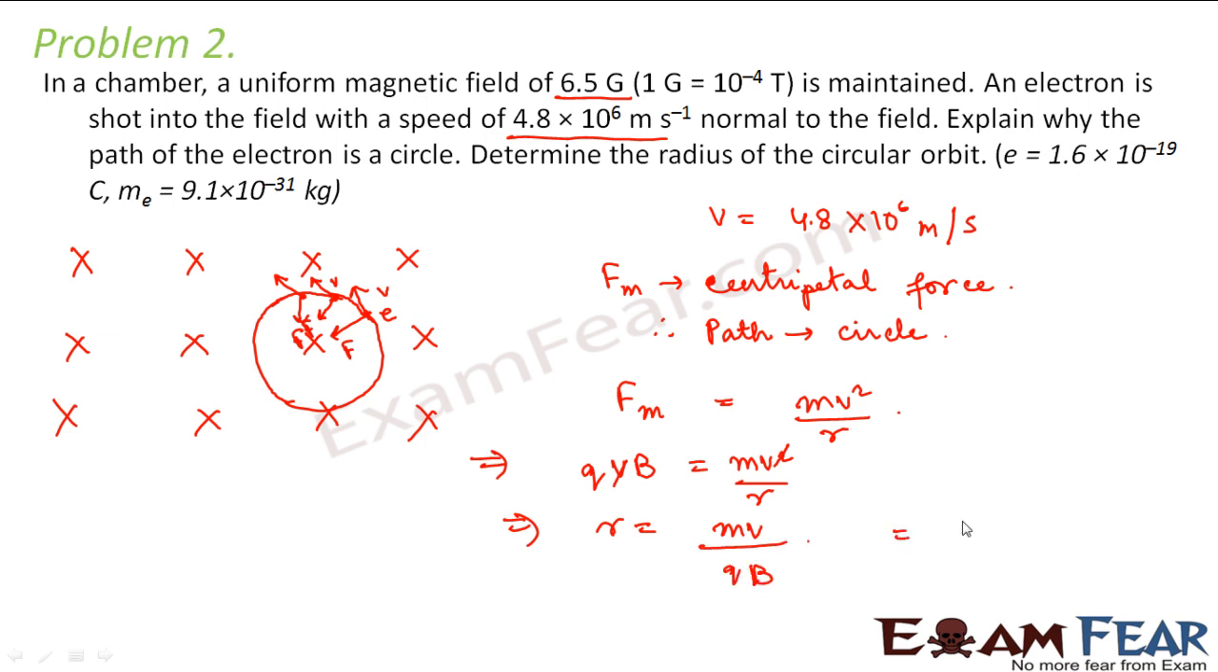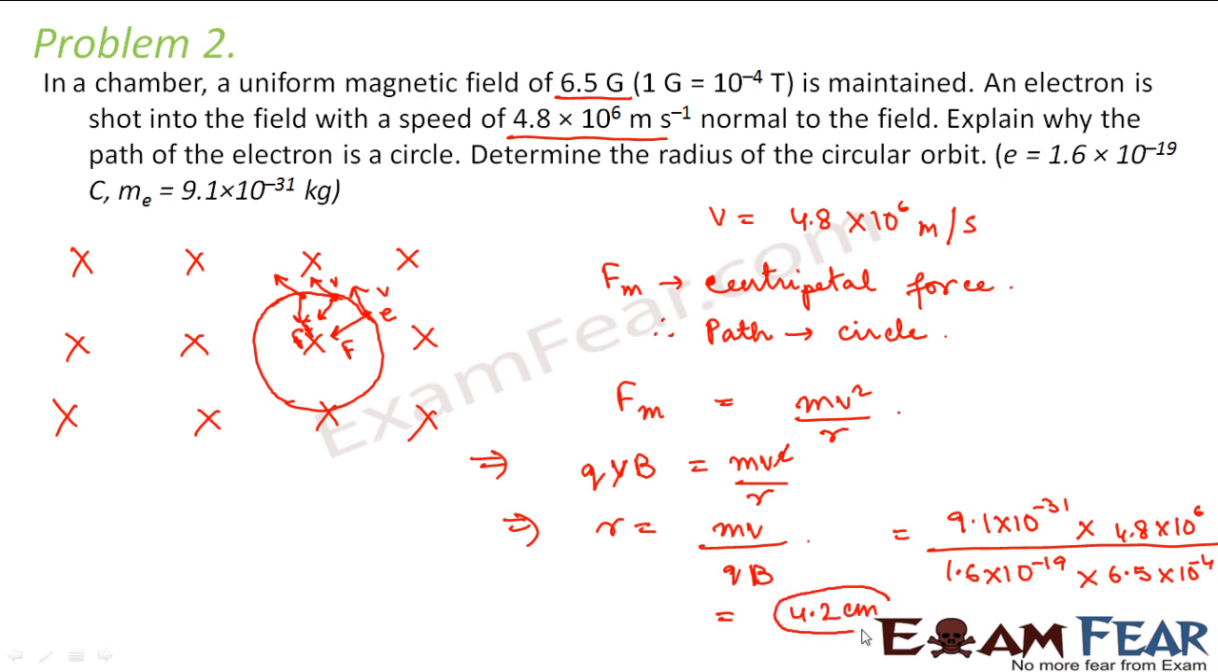So now you can just put the values. M is mass of electron, which is 9.1 into 10 to the power minus 31. V is 4.8 into 10 to the power 6 divided by Q, which is 1.6 into 10 to the power minus 19. And B is magnetic field, that is 6.5 into 10 to the power minus 4 Tesla. So this gives us 4.2 centimeters. So this would be the radius of the circular orbit.